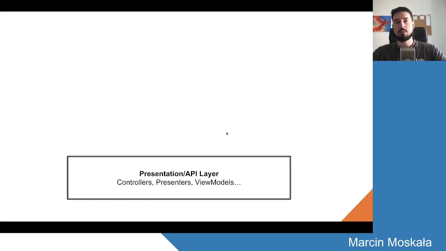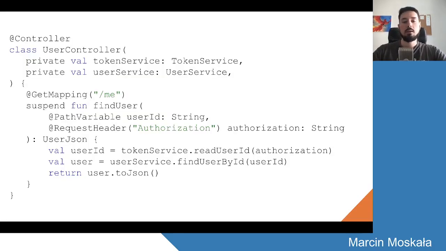Okay, this was it about the domain layer. Time to talk about the presentation layer. So how can we start all that? This is where we define controllers, presenters, view models, handlers, etc. And again, if we are lucky, if we use Spring Boot, if we use Ktor, then we can just use a suspend modifier, and coroutines creation will be handled by our library, by our framework.